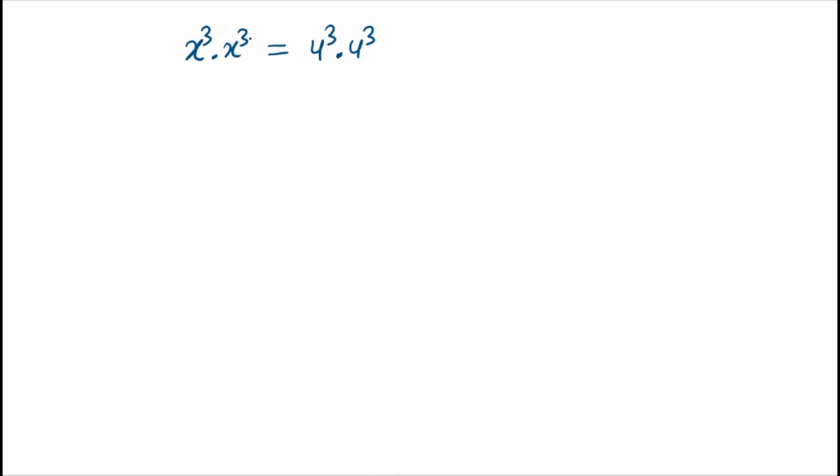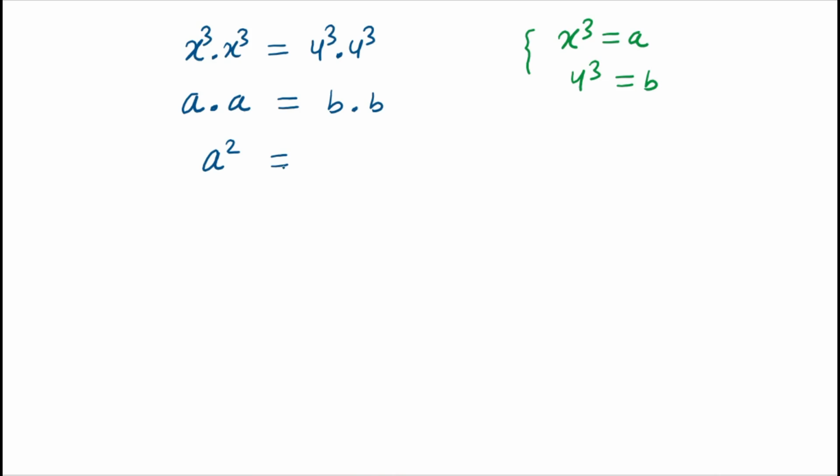Now here we will apply substitution. If we substitute x power 3 equal to a, and 4 power 3 equal to b, then on the left hand side a times a is equal to b times b. A times a is a square, equal to b times b, which is b square.